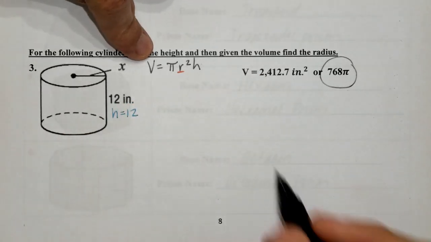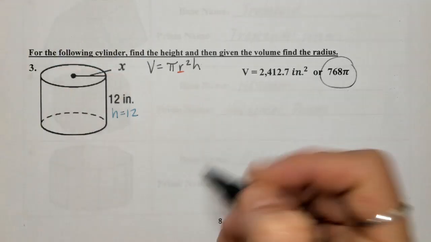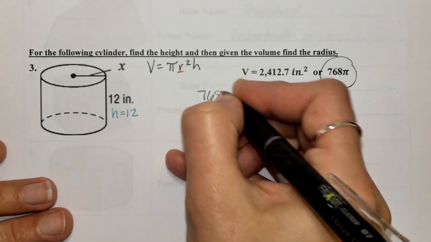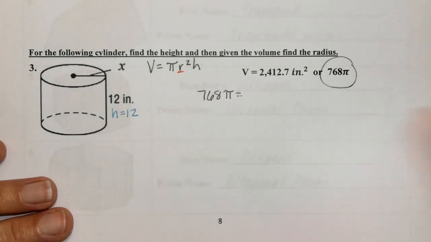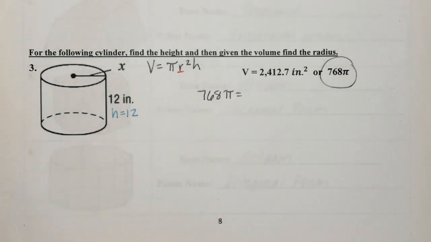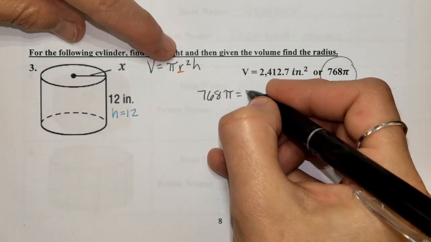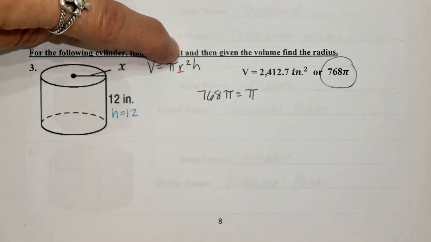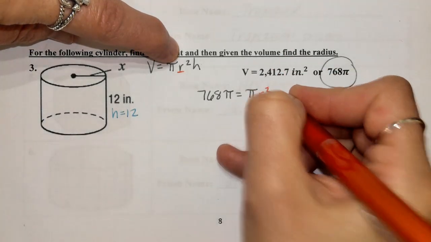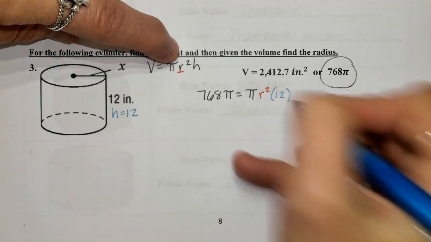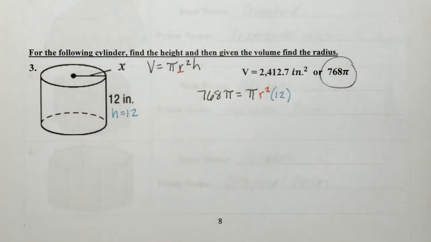So we're going to plug in what we know. We know our volume. Okay, our volume is going to be this 768 pi. And you're going to see how it's not as hard as it seems with that pi symbol. This is why you want to keep it in terms of pi. Then on the other side, we have pi times our radius squared. Remember, we don't know that yet. Times 12, our height. Watch what happens.